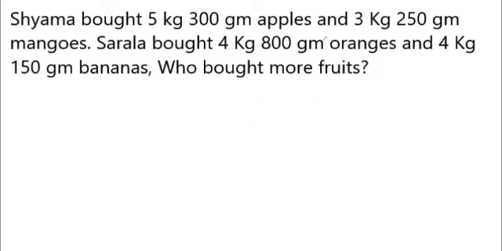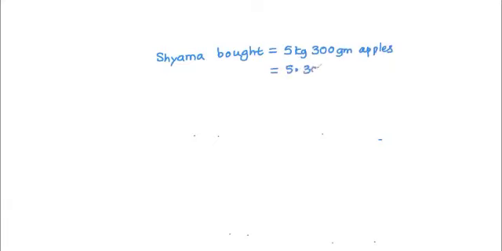Shama bought 5 kg 300 gram apples, 3 kg 250 gram mangoes, and Sarla bought 4 kg 800 gram oranges and 4 kg 150 gram bananas. Who bought more fruits? So first, let's add what Shama bought. Shama has bought 5 kg 300 grams of apples. This can also be written as 5.300 kg apples.